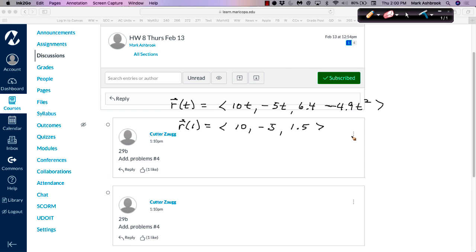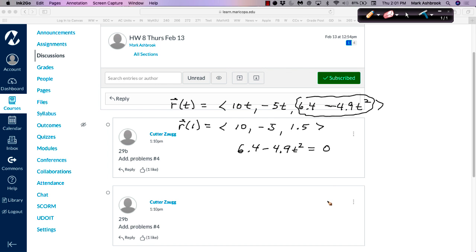So what if we want to know when it hits the ground? Then what do we want to know? When the position is 0. The z value is 0, right. So when it hits the ground is going to be when z is 0. So we're going to take 6.4 minus 4.9 t squared, set it equal to 0, and solve for t.